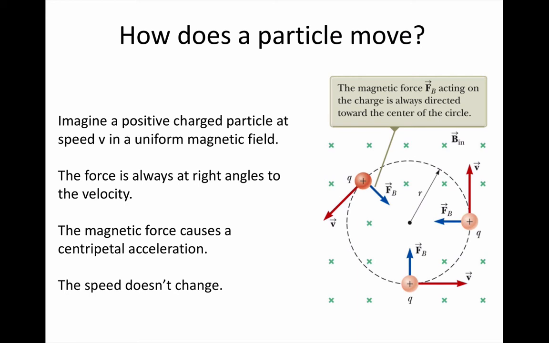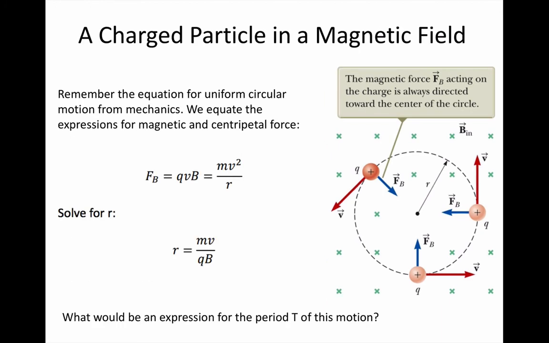That means that the magnetic force is providing a centripetal acceleration, and a charged particle will follow a circular path with a constant speed if it's in a magnetic field. Since it moves in a circle, we can apply the equation for circular motion. So we make our forces equal. The magnetic force equals the centripetal force.